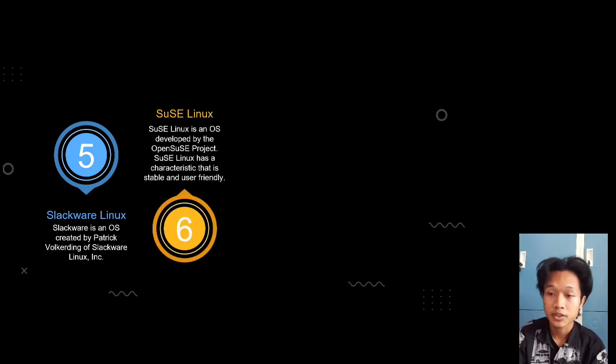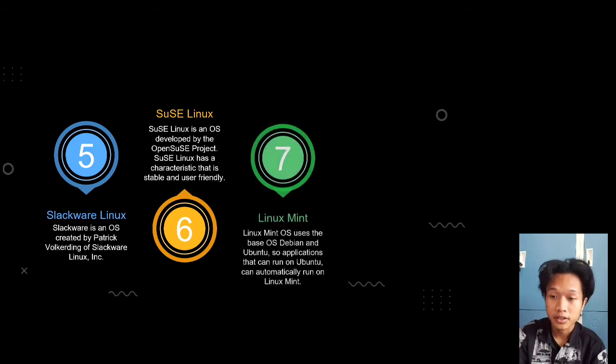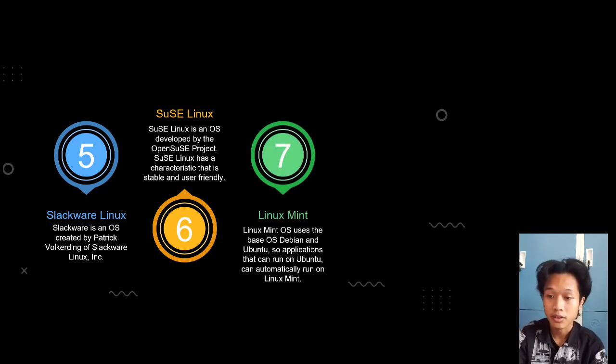Then the sixth is SUSE Linux. SUSE Linux is an OS developed by the openSUSE project. SUSE Linux has the characteristic of being stable and user-friendly. The seventh is Linux Mint. Linux Mint OS uses the best of Debian and Ubuntu, so applications that can run on Ubuntu can automatically run on Linux Mint.